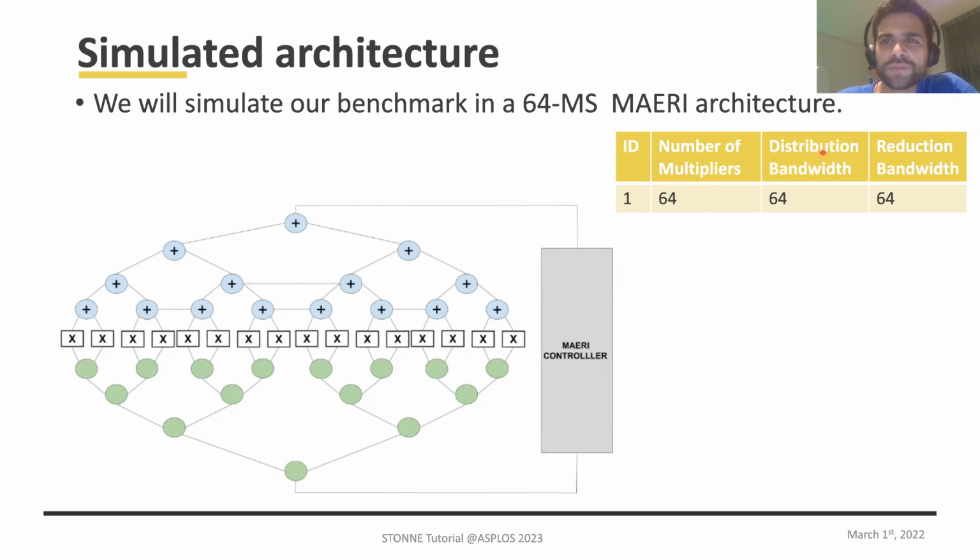And then we will have a distribution bandwidth of 64 and a reduction bandwidth of 64. Distribution bandwidth means the number of elements that the memory controller will deliver at the same time. So 64 means that the memory controller and the distribution network are able to feed the accelerator with 64 elements at the same time. And reduction bandwidth of 64 means that we can reduce up to 64 elements at the same time. Okay, so we have a full bandwidth scenario here.